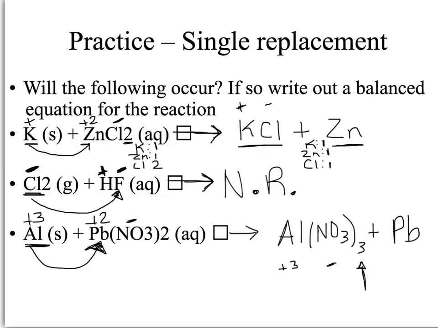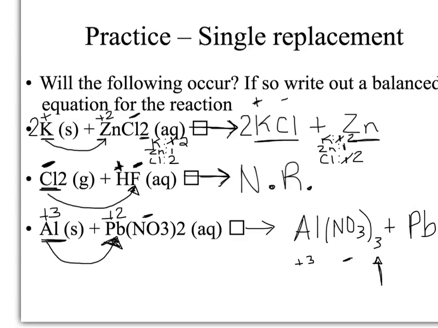With my initial count, I have 1 potassium to 1 potassium, 1 zinc to 1 zinc, 2 chlorines to 1 chlorine, and now I need to balance. Pause the video and try to balance. And here's your first balanced reaction. You're going to need a 2 in front of the potassium here, and you're going to need a 2 in front of the potassium chloride.